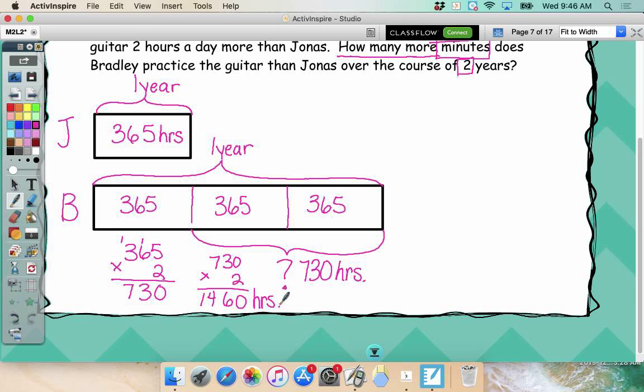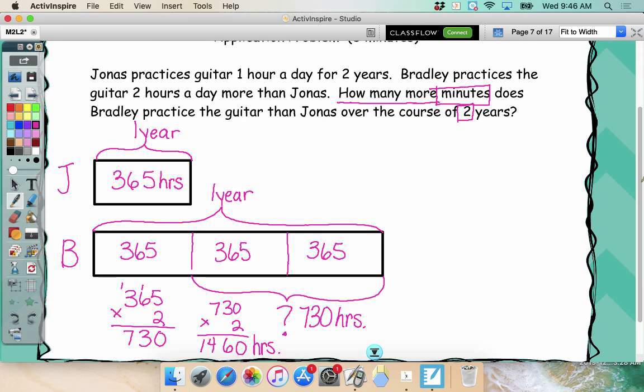You don't get to do it in your head. You have to write it down. So I know you're focusing. Okay, so now this is what they want you to do. They want you to take 1,460 hours and change it to minutes.